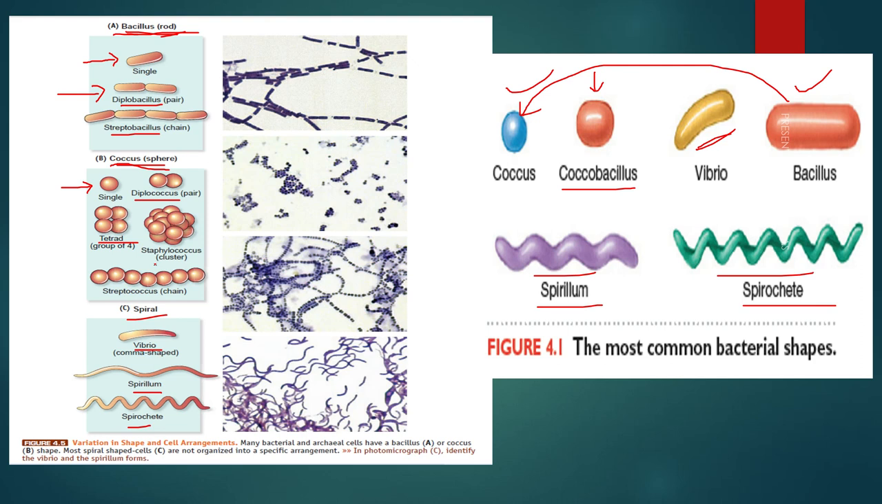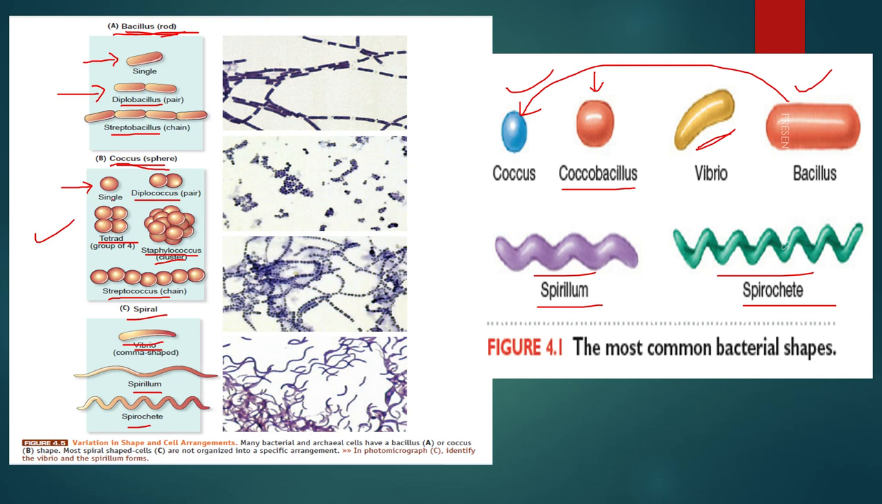And if they are present in a cluster form, then we call them staphylococcus. And if they are present in a chain form, then we call them streptococcus. Okay, and vibrio and the others are not arrangements. So these are all the different arrangements of bacteria.